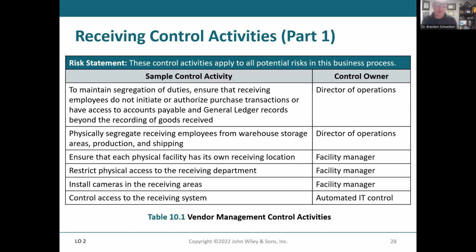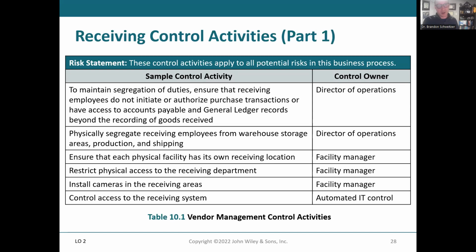So, control activities to prevent potential risk in this area. Segregation of duties. Yes. The person paying should not be the same person receiving. You see? Physical segregation of duties. Warehouse storage, production, and shipping should all be monitored and should not be done by the same person.